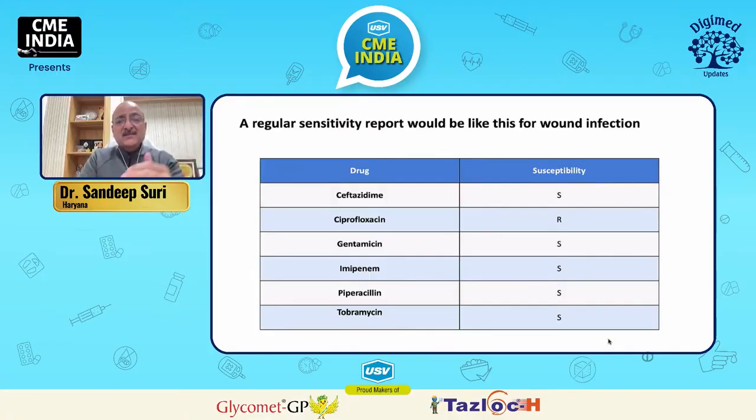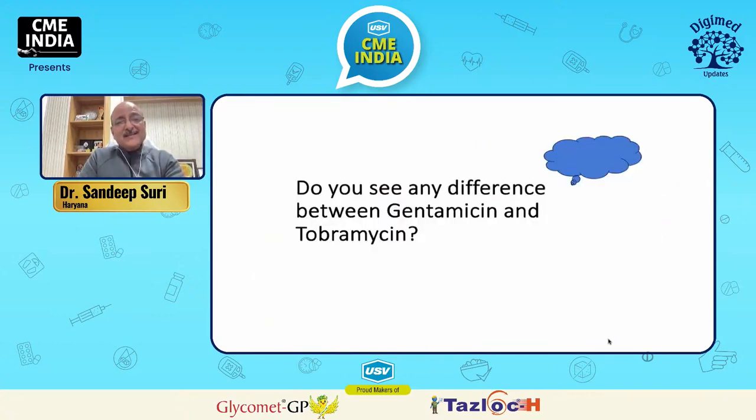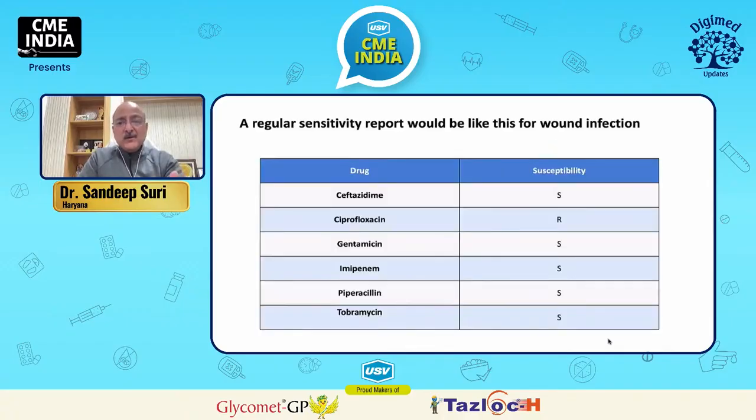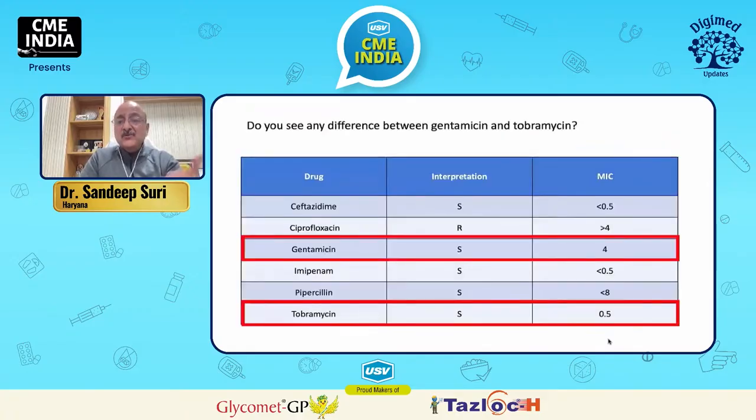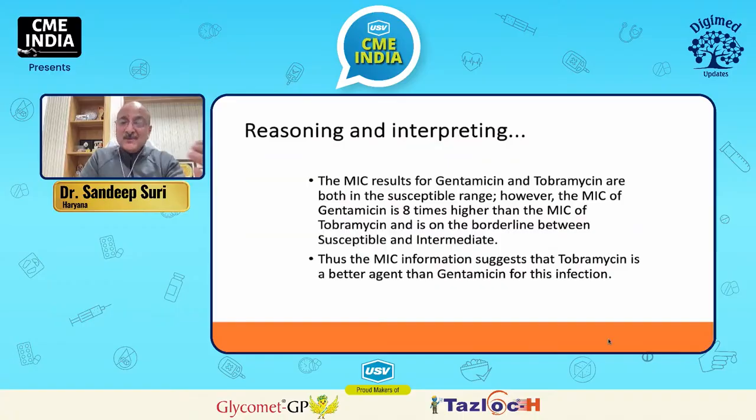Here the report says sensitive to ceftazidime, sensitive to Genta, sensitive to imipenem, sensitive to piperacillin, sensitive to tobramycin, resistant to Cipro. So is there any difference between Genta and Tobra? Yes, there can be a difference. Both are sensitive here, so what can be the difference? You can look at the MIC value. Tobra has an MIC value of 0.5, whereas Genta has an MIC value of 4. That clearly indicates Tobra is much more sensitive for us, a much more susceptible bacteria with tobramycin. Genta has an 8 times higher MIC. So why not go for tobramycin?